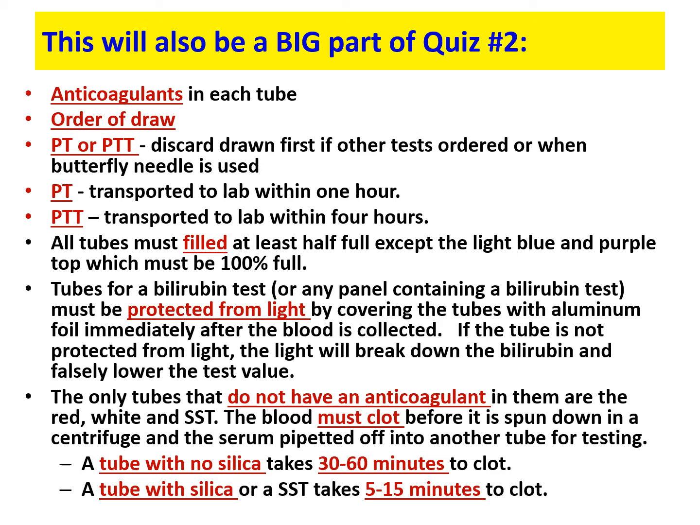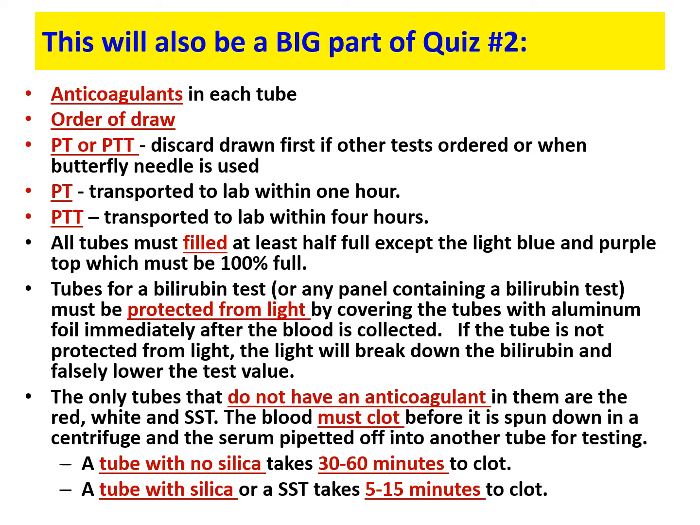Now, this will also be a big part of quiz 2, okay? What anticoagulants are each tube? You need to know that sodium citrate's in the light blue top, EDTA is in the purple top, and that you have heparin, whether it's ammonia, lithium, or sodium in the green top tube. You need to understand the order of draw. You need to understand discard tubes, right? You need to know the 2 reasons we talked about.